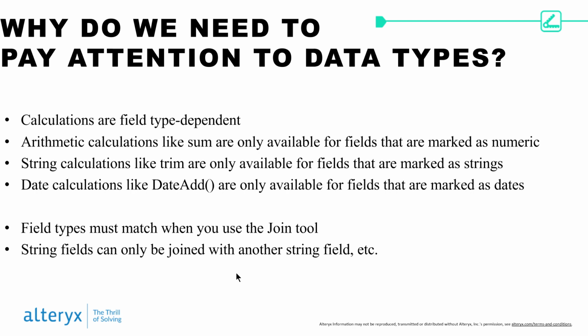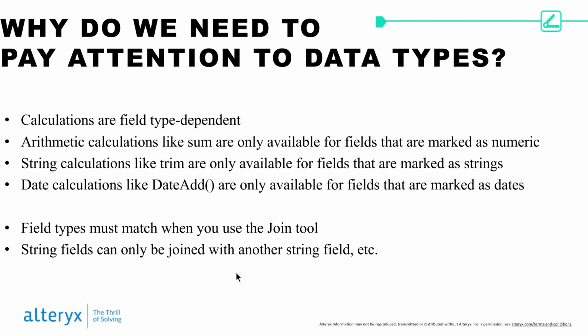So why do we need to even be worried about any of this? Why are data types important to Designer? Well, the main reason is that calculations are field type dependent. Math calculations like summing, averaging, they're only available for fields that are marked as numeric. If you're working with a column that you expect to be numbers, and then you try to do some math-based calculation, you'll probably find that those options are grayed out or just unavailable for the tools you're using.